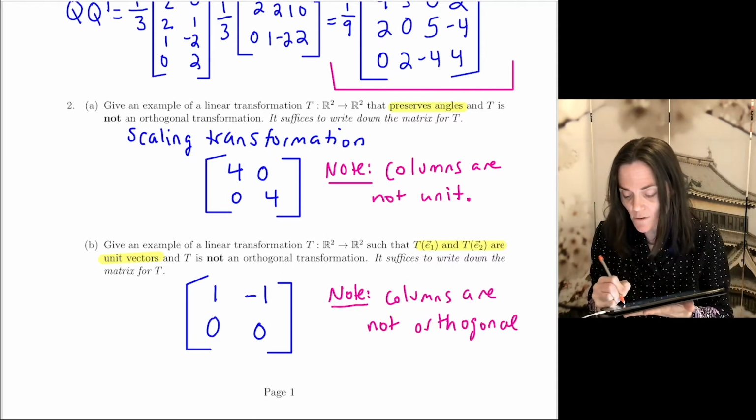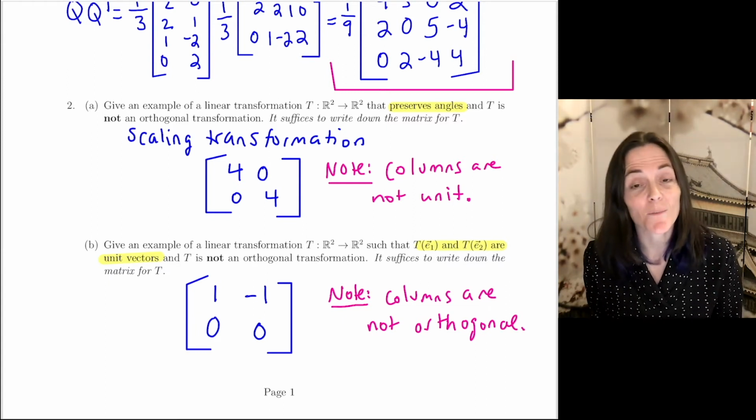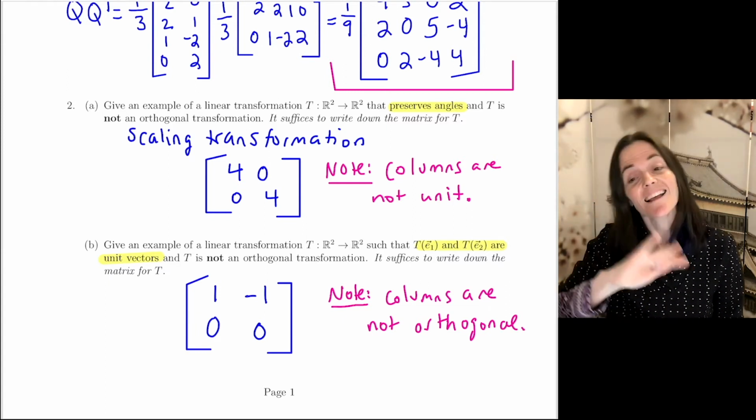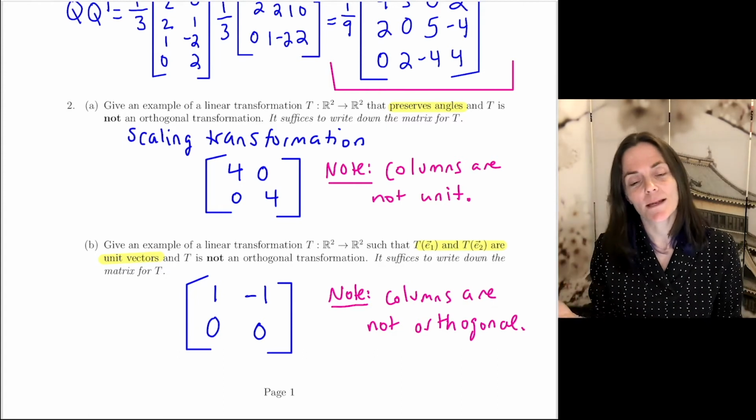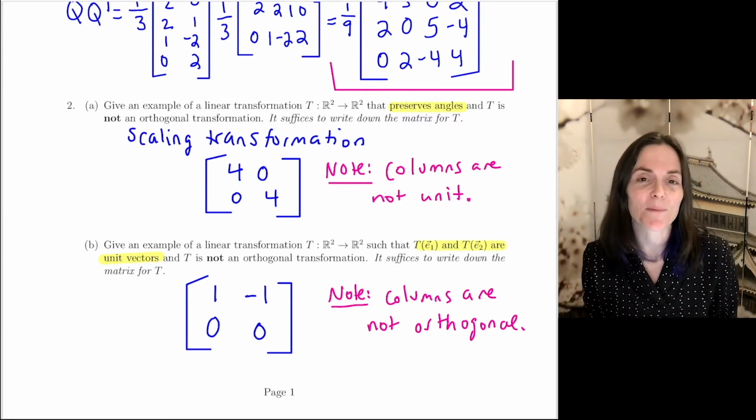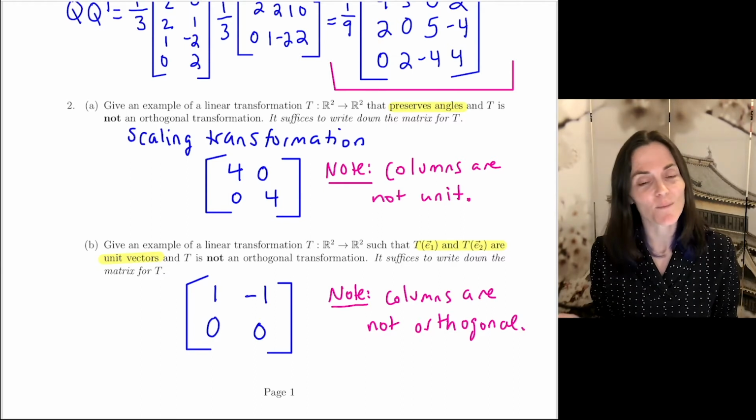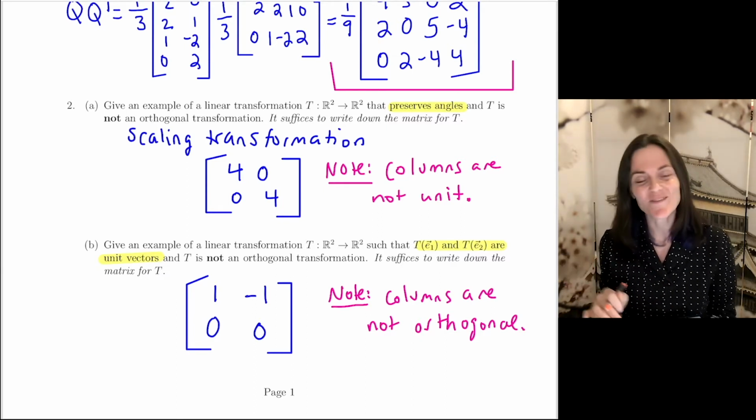So this matrix corresponds to a linear transformation from R2 to R2 such that T of E1 and T of E2 are unit, definitely not an orthogonal transformation. In fact, this matrix is not invertible. This was number 2.